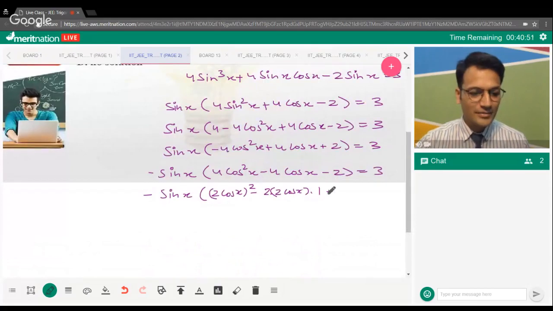So this turns out to be a square minus 2ab, so I'll say this is 1 square minus 2 is equal to 3. Right, so this turns out to be out here.